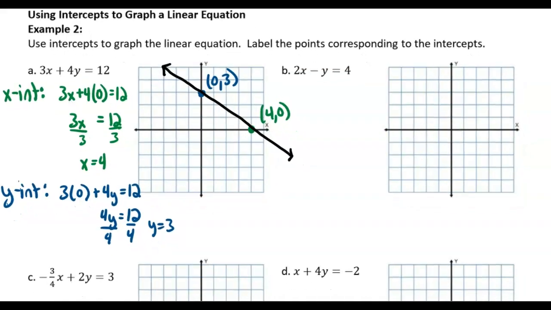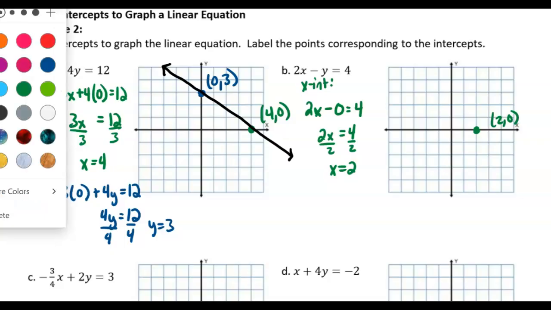So on part B, we're going to plug in for the x-intercept. You plug in 0 where y is. So you have 2x minus 0 where y is, equals 4. That gets you 2x equals 4, divide by 2, and x equals 2. So the x-intercept is at (2, 0). We're going to go ahead and label them.